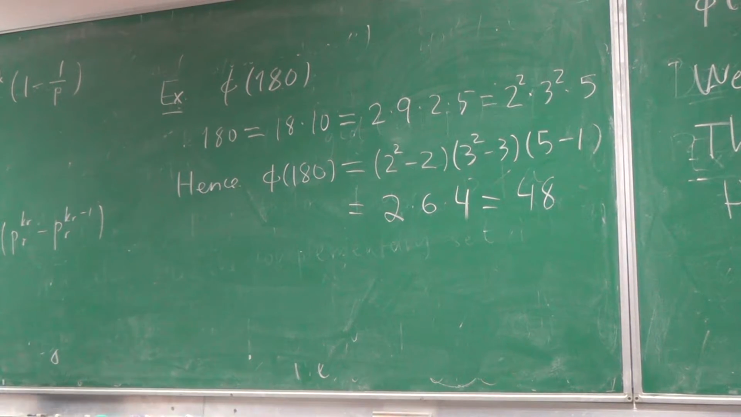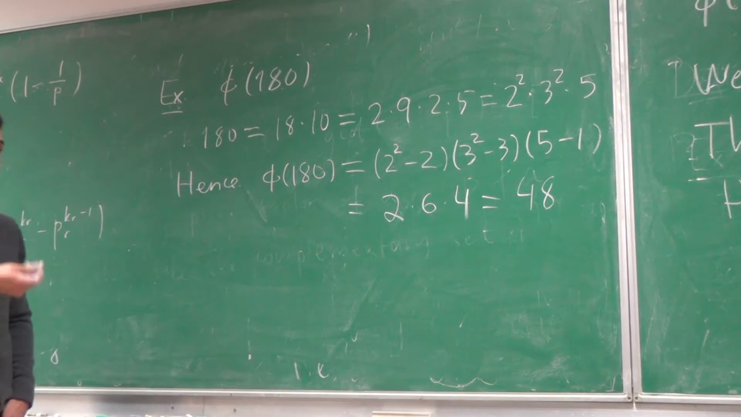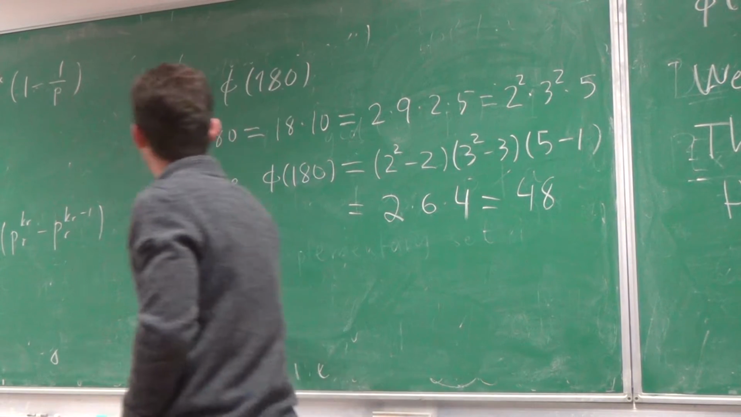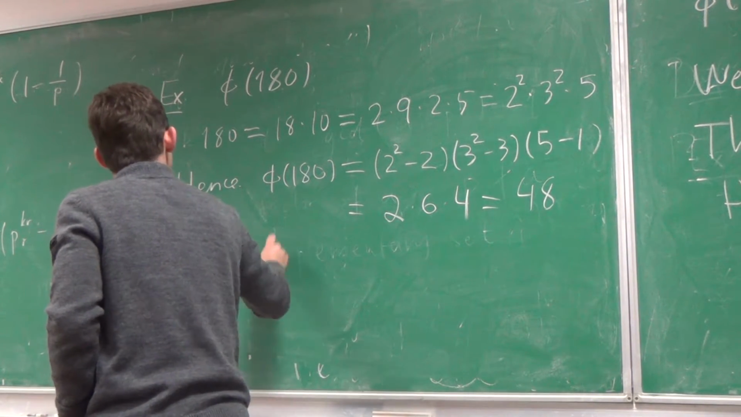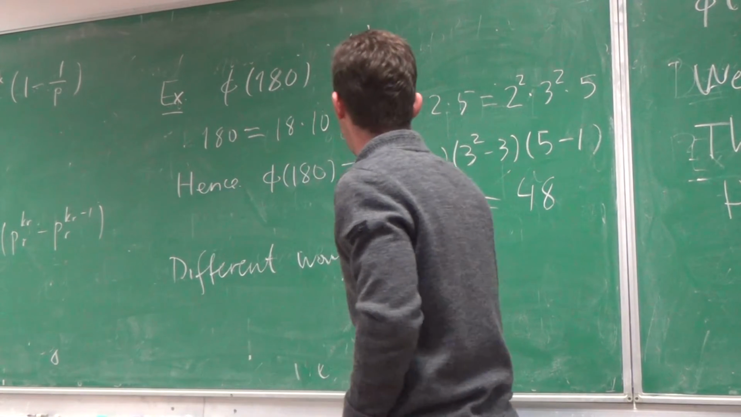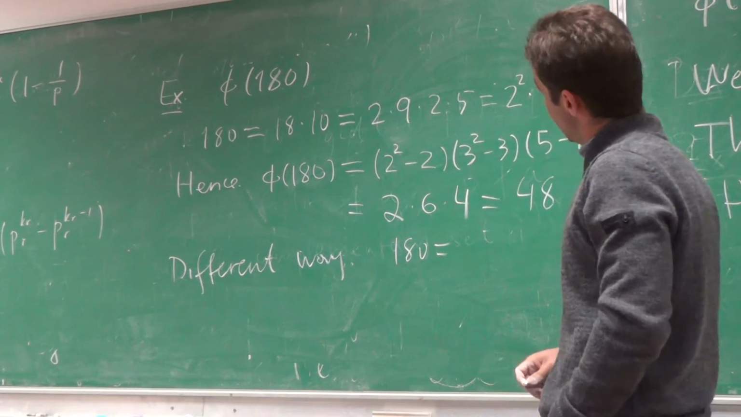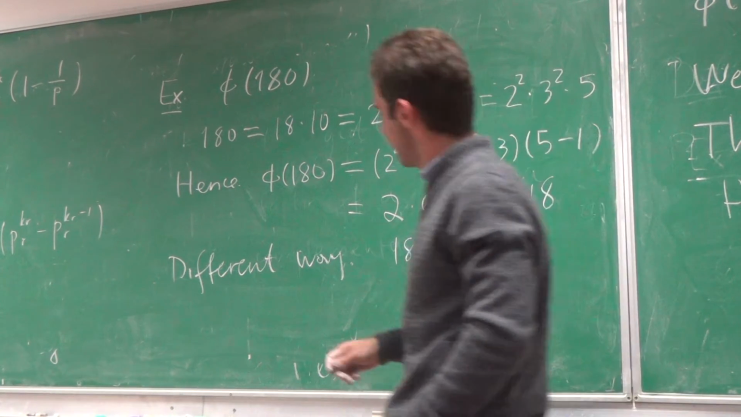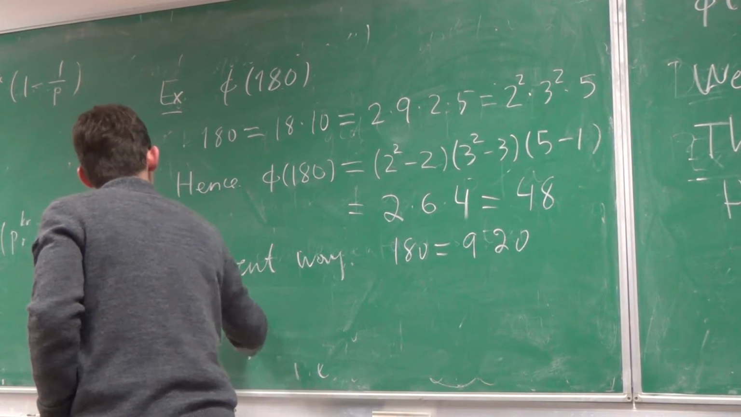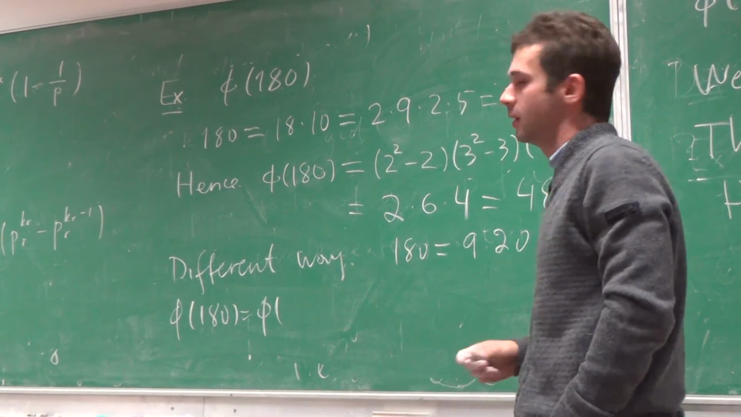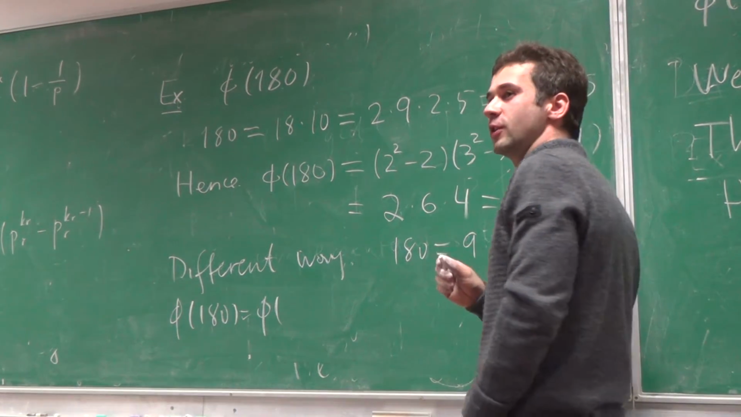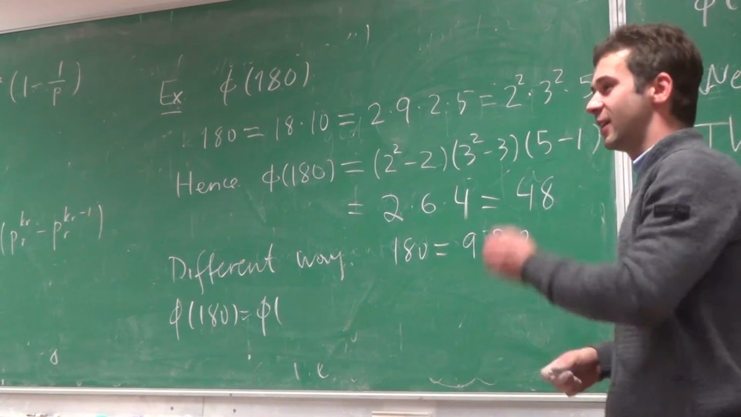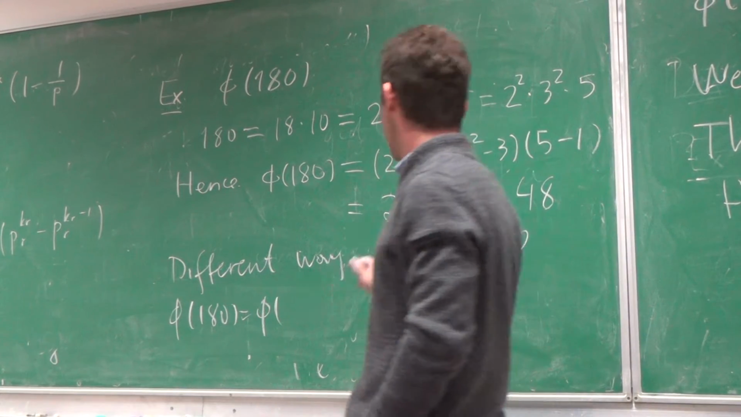Or we can do the other way. One joy of mathematics is to get the same answer in different ways. A different way would be to write 180 as 9 times 20, and now phi of 180 is phi of 9 times phi of 20. Of course, I want these to be coprime. When I mark your exams, and some of you don't make a coprime factorization, I get really upset. We need them to be coprime, otherwise nothing works.